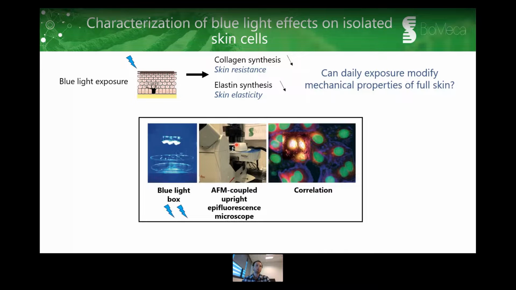So at BioMeca, our setup is as follows. We have a blue light box allowing us to generate blue light exposure on samples, and we have an AFM coupled with an upright epifluorescence microscope in order to correlate fluorescent areas or fluorescent structures with the AFM measurement.